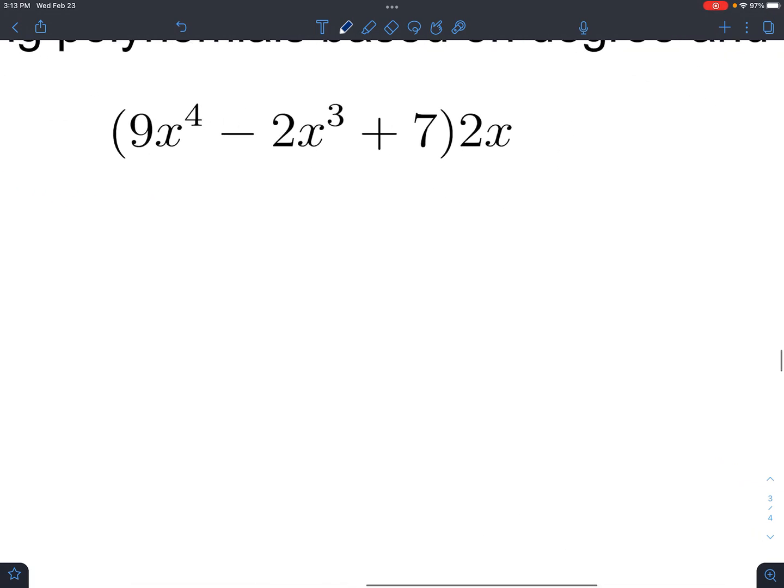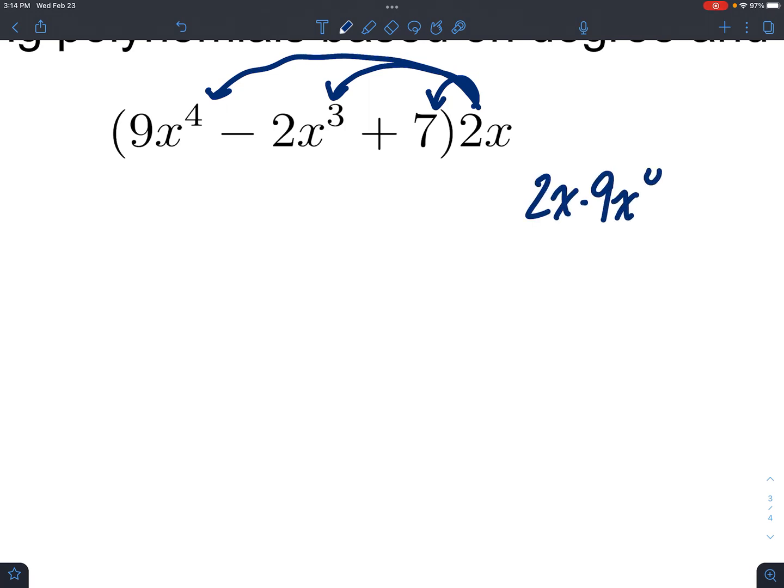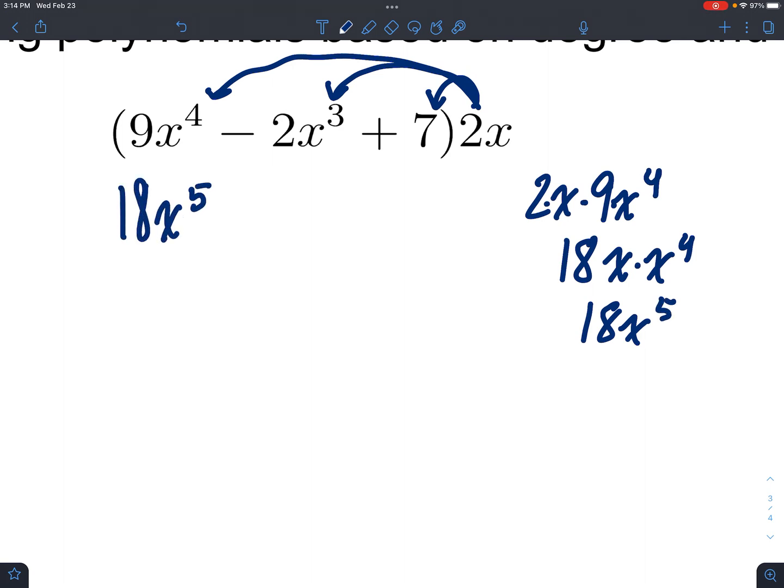Okay. You can actually also distribute from the right side like this, also legal. So 2x, so maybe we should write this down. So 2x times 9x to the 4th is the same as 18 times x to the 4th, right? Because these are 4 things multiplied together, and you can order them however you want, and it ends up being 18x to the 5th. The next one would be minus 4x to the 4th, and this last one would be 14x.